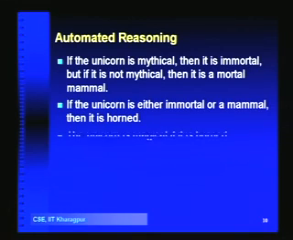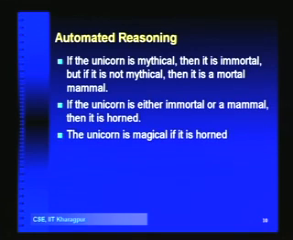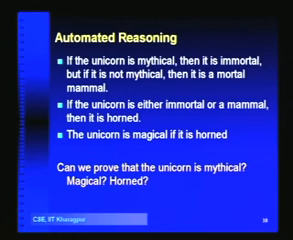The unicorn is magical if it is horned. So, these are all the premises that are given to us, and then can we prove that the unicorn is mythical, can we prove that it is magical, and can we prove that it is horned. So, the question is that from these three sentences that have been given to us, we want to deduce whether the unicorn is mythical, magical or horned, right.